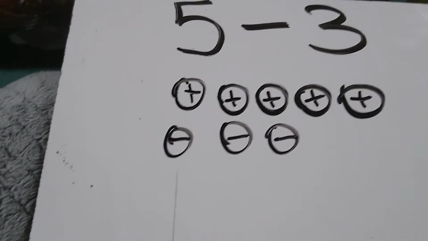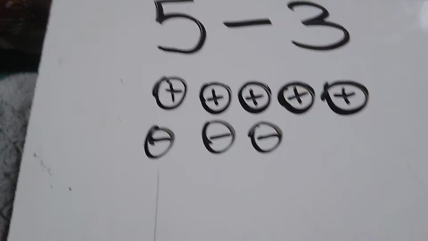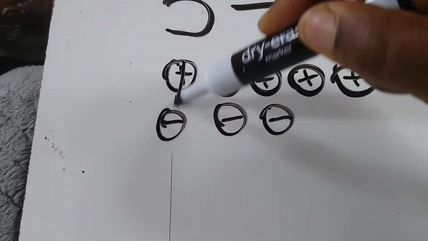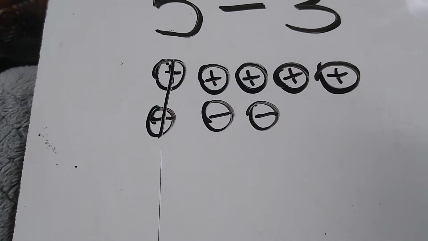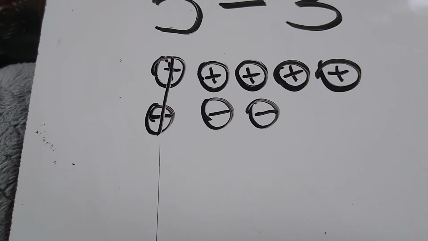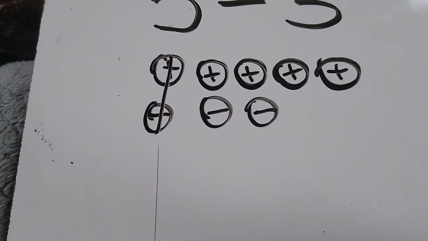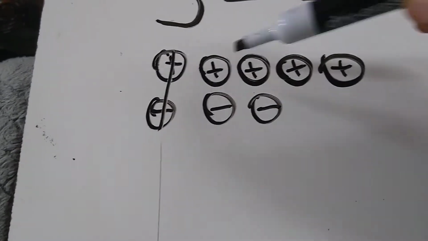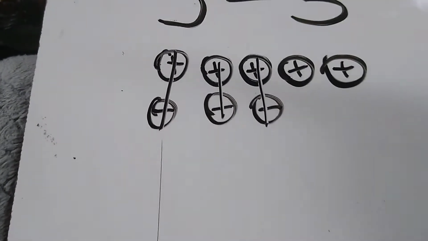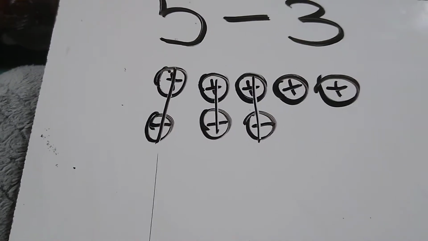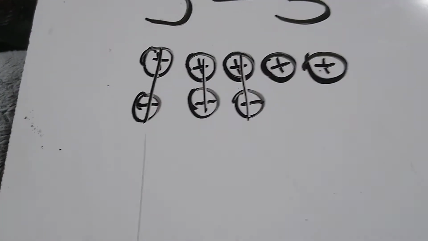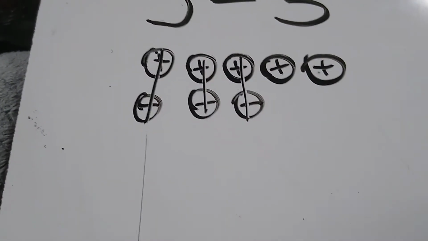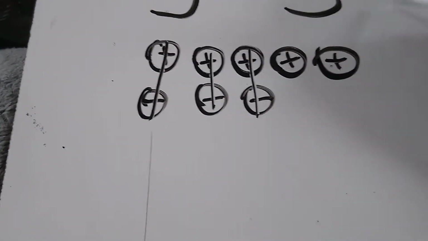Okay. Now I'm going to create my 0 pairs. The way I'm going to do this, I'm going to cross these out because, when you have the same number of units with one being positive and one being negative, we create what we call a 0 pair. So that's my 0 pair. And guess what? I am left over with 2 positive. So therefore, 5 take away 3 is going to equal 2.